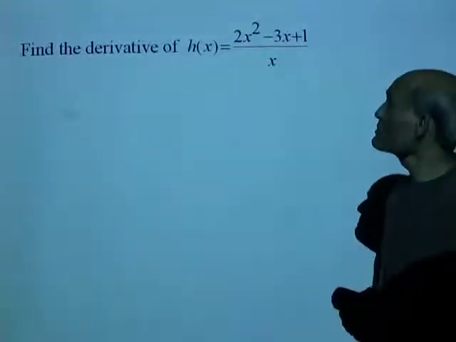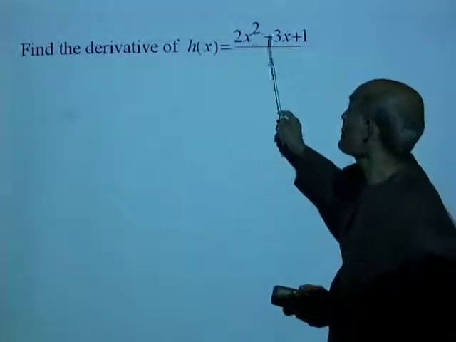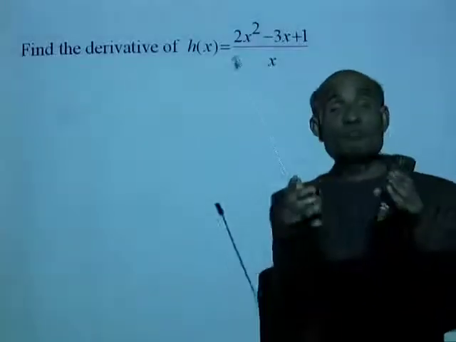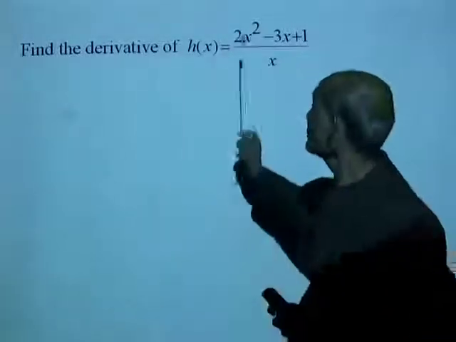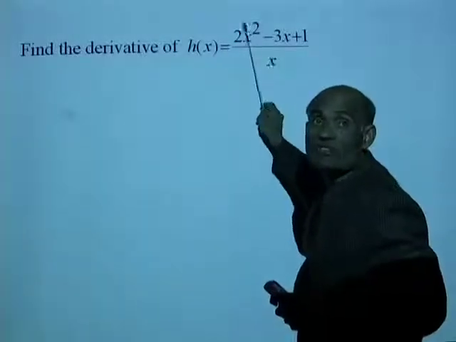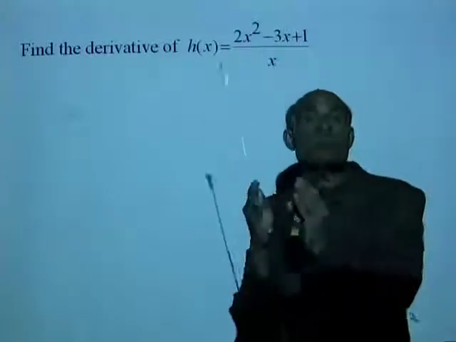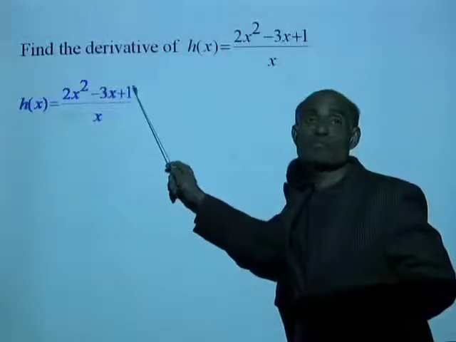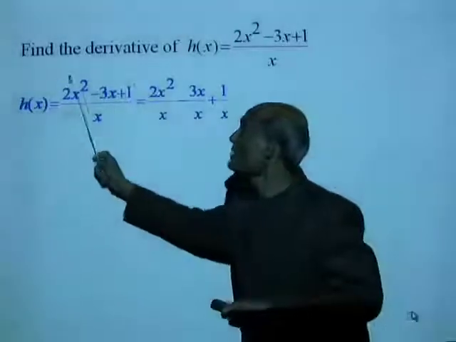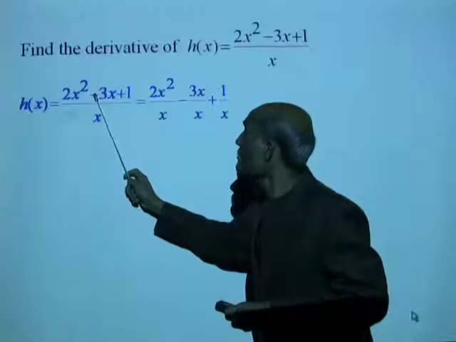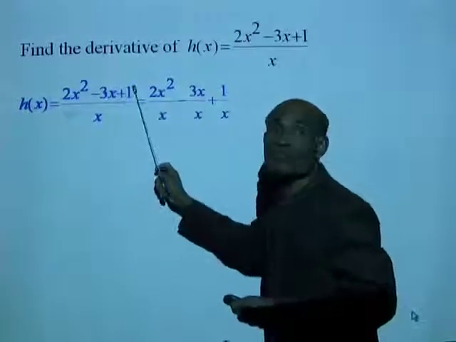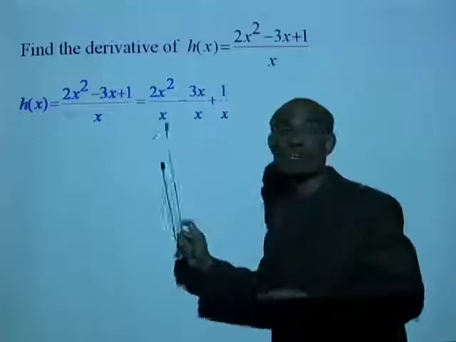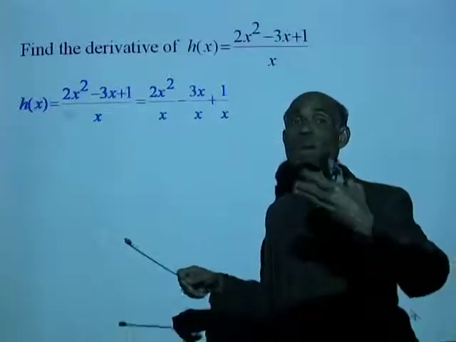All right, another one. Find the derivative of h of x equal to 2x squared minus 3x plus 1 over x. You see, we know to find the derivative of each term. So what we need to do is divide each of these terms by x so that each is made into a form we can find the derivative of. So h of x is 2x squared minus 3x plus 1 over x. We write it as 2x squared divided by x minus 3x divided by x plus 1 divided by x. That has no problem, elementary algebra. And now we can simplify each of these and write it in the form where you can apply the power rule.